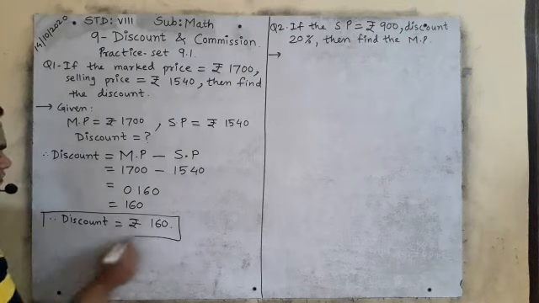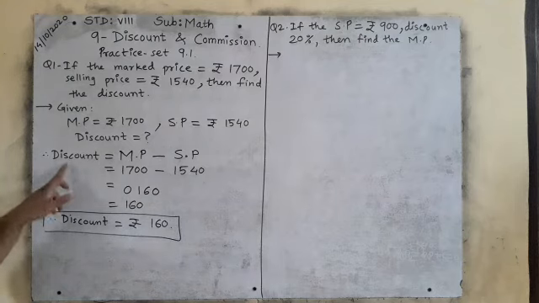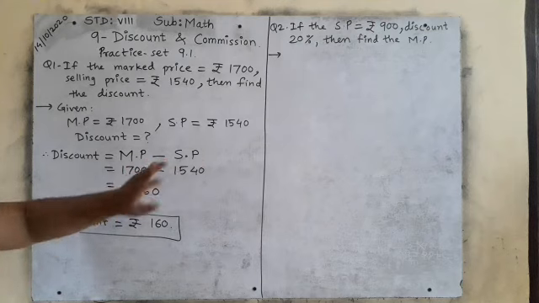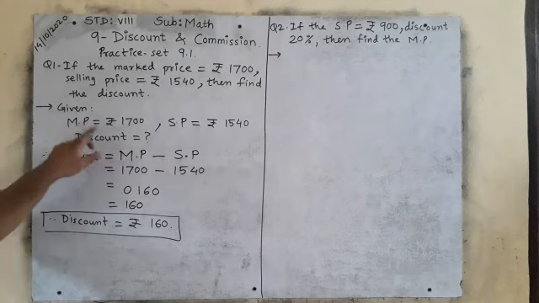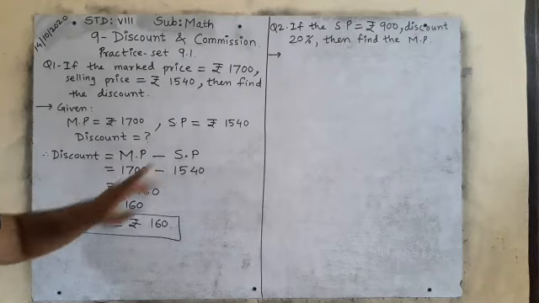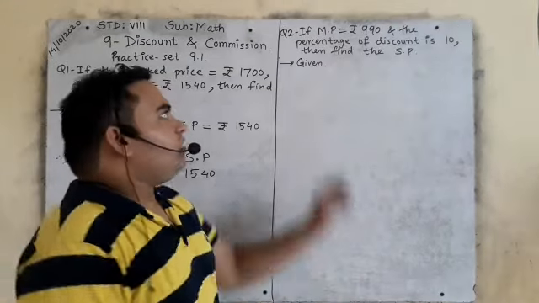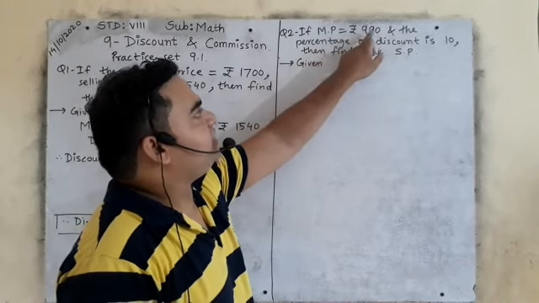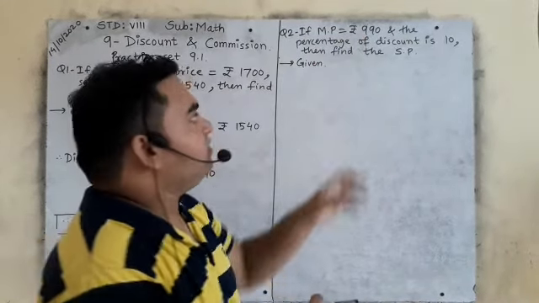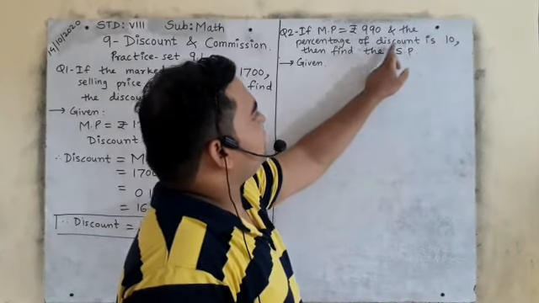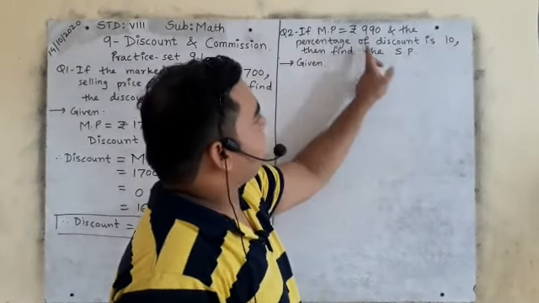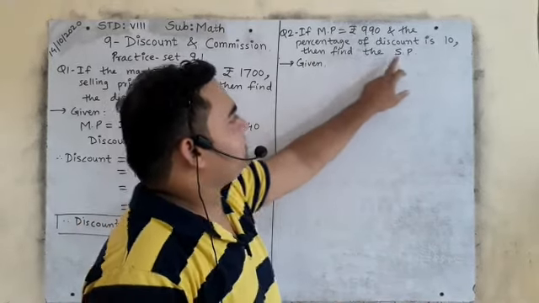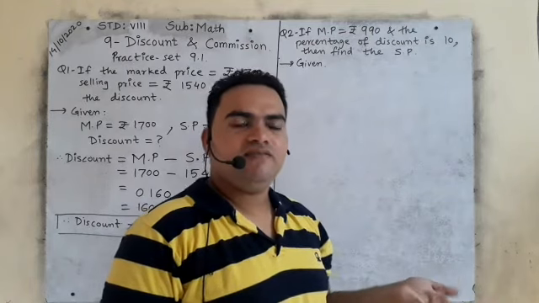Is it clear? Very simple and very easy. You have to learn this formula. Discount is equal to mark price minus selling price. Clear? Which is greater? Mark price. So mark price minus selling price. I hope you understood here. Now we will see question number 2. If mark price is rupees 990, and the percentage of discount is 10, means 10%, then find the selling price. We have to find the selling price. Very easy.